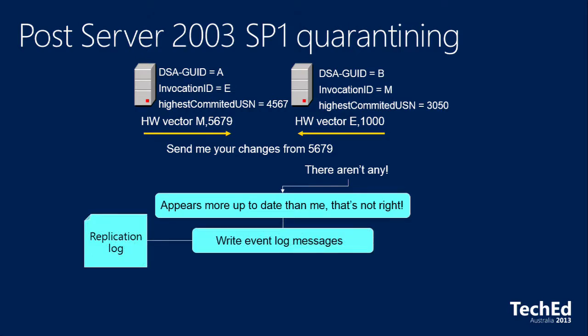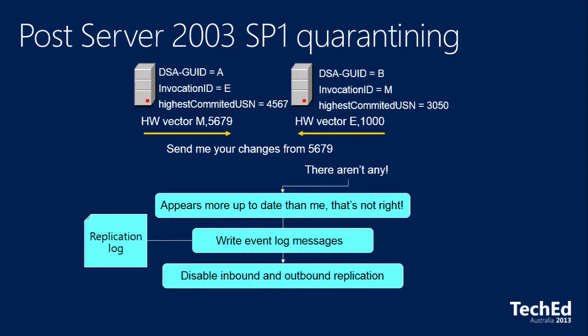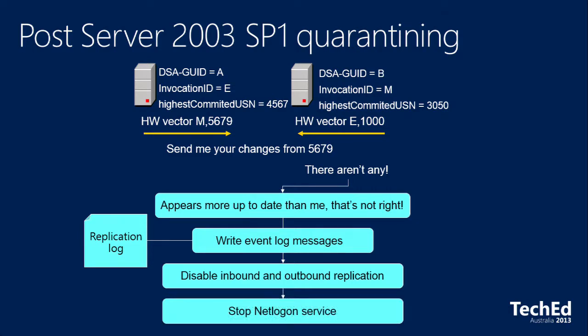So what it does is it goes, right, I'm going to write this in the event log, pop it in the replication log, disable inbound and outbound replication. I'm sitting quietly in a corner and sulking, and I turn off the Netlogon service. I shouldn't be talking to anyone anymore. However, this only occurs if it knows that it is out of date. Somebody has rolled it back in time and it now understands that that is what has happened.